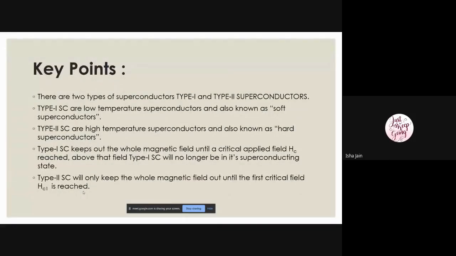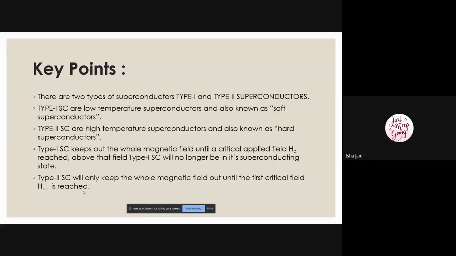Thanks, Yashwant. So we have come to the end of the presentation, and let's conclude it with some key points. There are two types of superconductors, type 1 and type 2 superconductors. Type 1 superconductors are low temperature superconductors and are also known as soft superconductors. Type 2 superconductors are high temperature superconductors and are also known as hard superconductors.